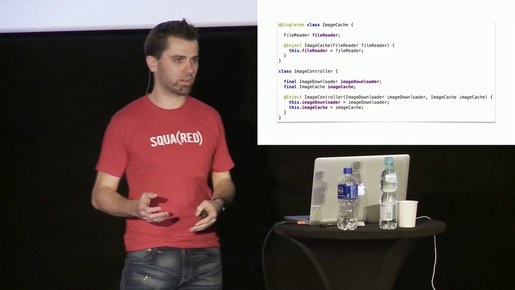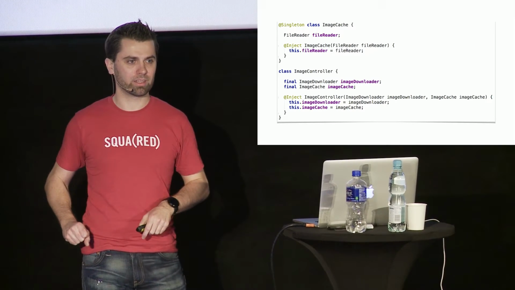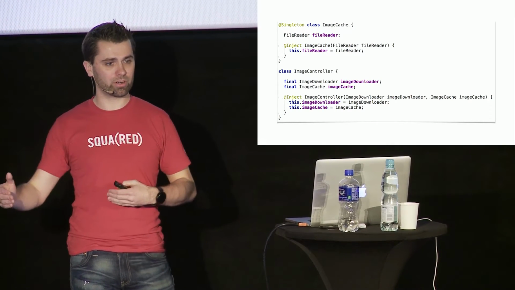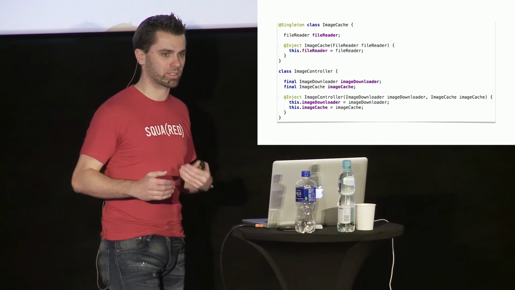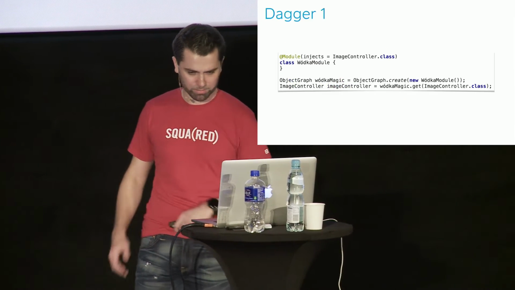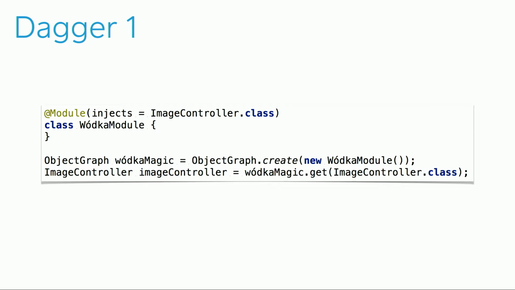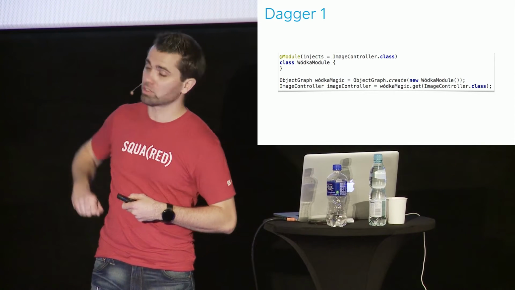We talked a lot together, Square and Google, and really they wanted to take that further, and I think they've done great things with Dagger 2. So let's talk a little bit about Dagger 1. In Dagger 1, you have this object called a module, and you define what's called an inject or an entry point. Here, the image controller.